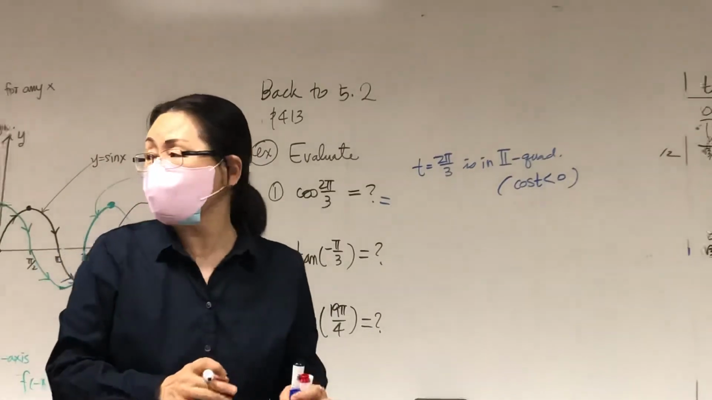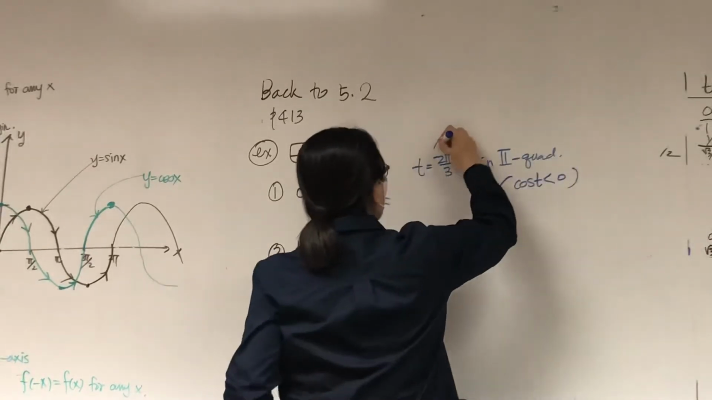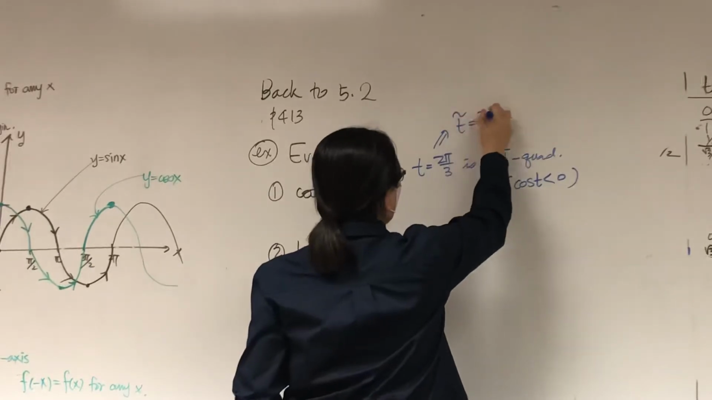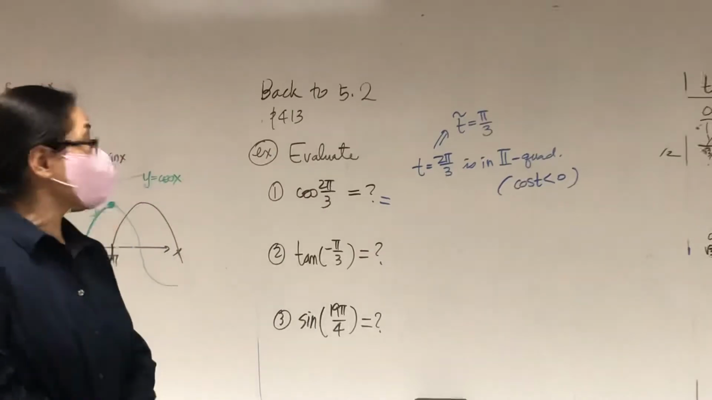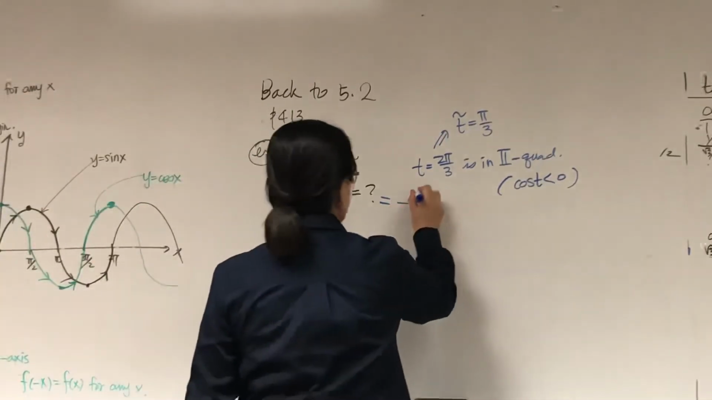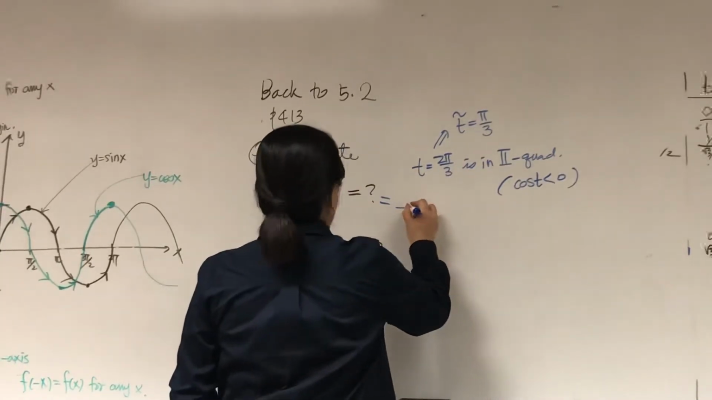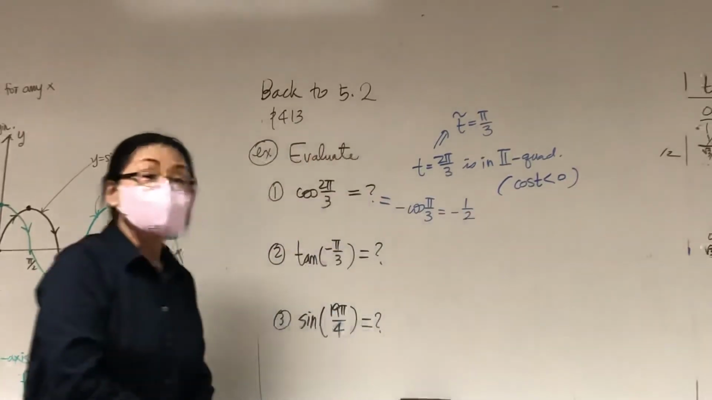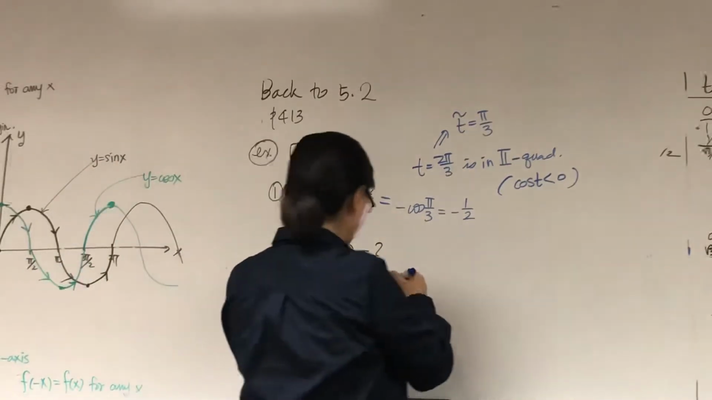I don't want to draw again. Do you need a reference angle? Yes. What is your reference angle? Pi over 3. And then think about the special triangle. What is your cosine? Good. Am I right? Yes? Okay.